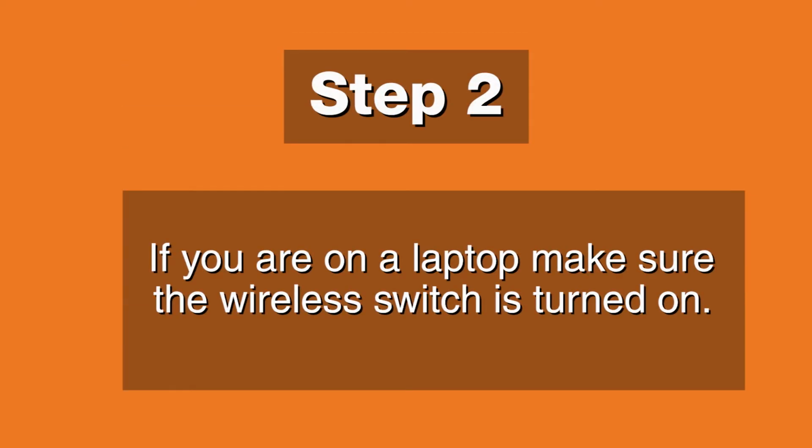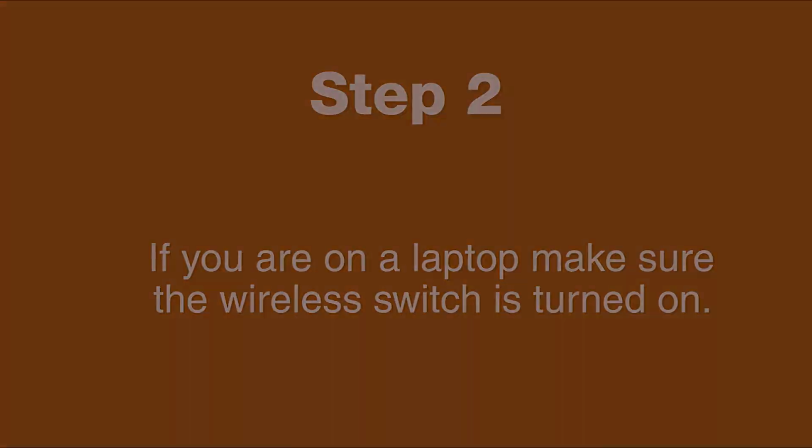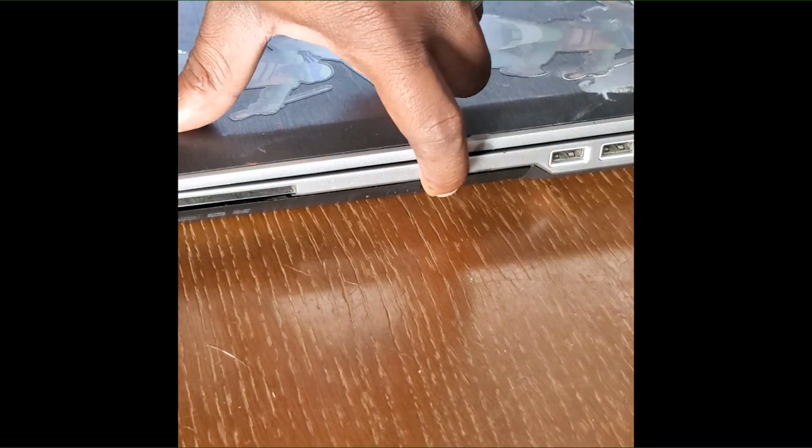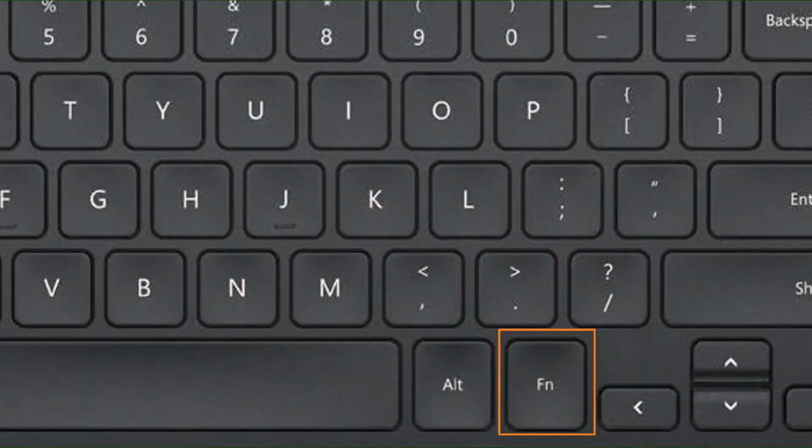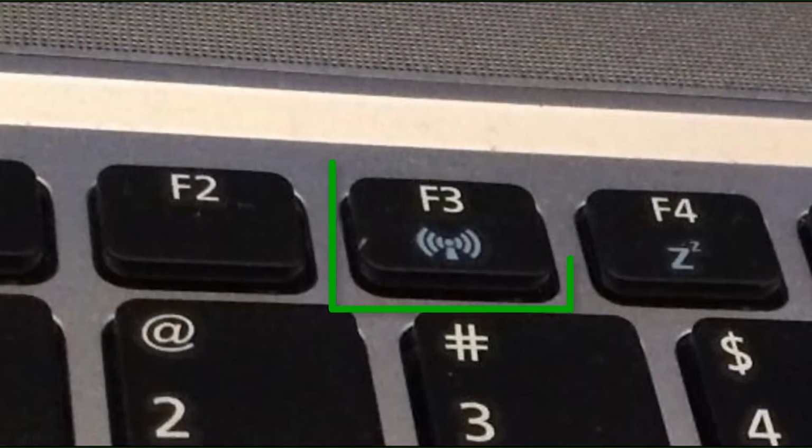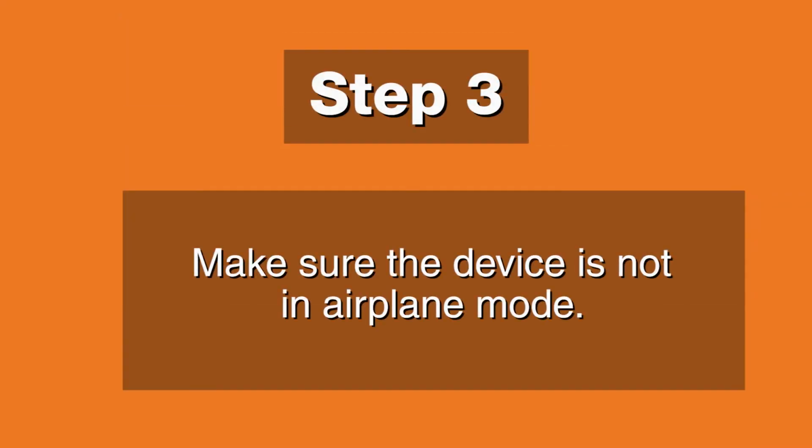Step 2. If you are on a laptop, make sure the wireless switch is on. If you don't know how to do this, consult the documentation for your device. Usually it is a lever that you can move, or a combination of pressing the FN key with the key that has the wireless symbol on it. Step 3. Make sure your device is not in airplane mode, indicated by this symbol.